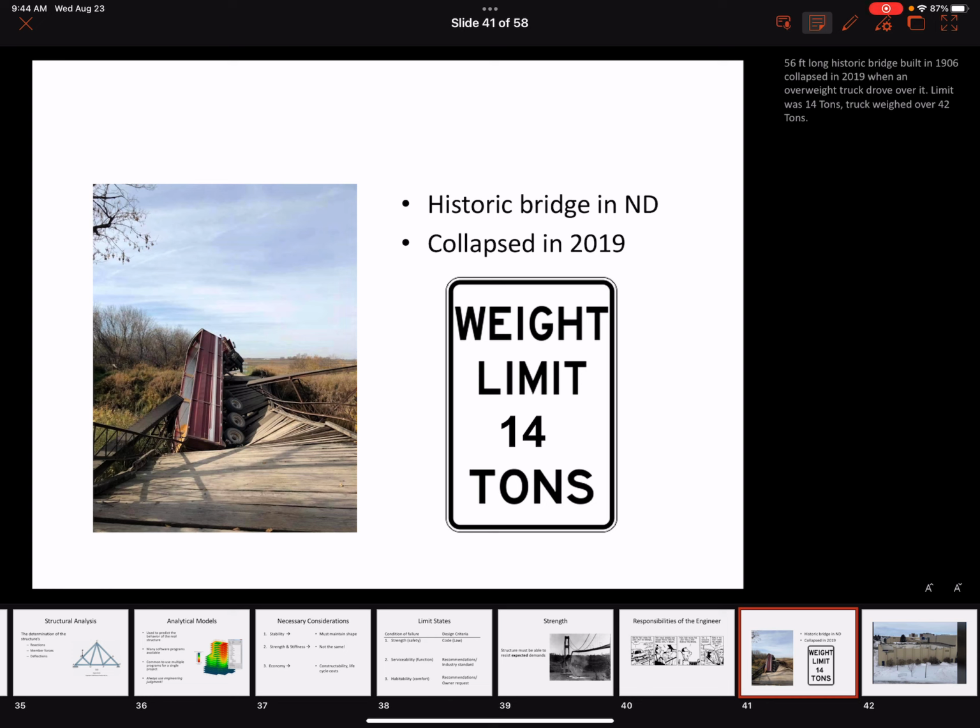All right, here's another example. This was a historic bridge in North Dakota, a 56-foot long bridge, I believe. It collapsed in 2019. The posted limit was 14 tons, and the driver either didn't see that, giving him the benefit of the doubt here, or decided to shrug it off and drove over that bridge with a load of 42 tons. So, surprise, it collapsed. Fortunately, nobody died, but it is a significant loss of a historic structure, right? So I'm sure it was replaced by something more modern.